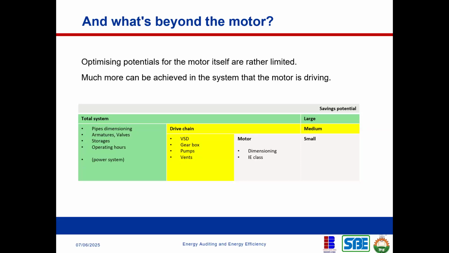That is one. Two is armature or valves. Sometimes you go to the industry, and you will definitely find valves. What does a valve do? Remember that the motor produces pressure, if it's for pumping.